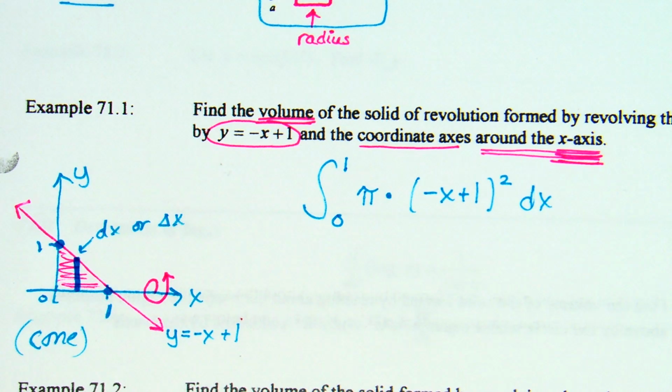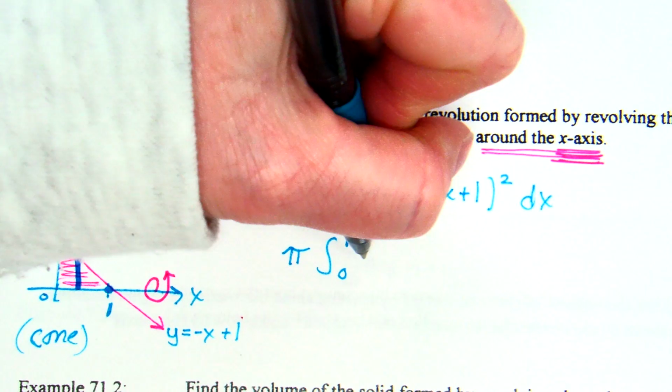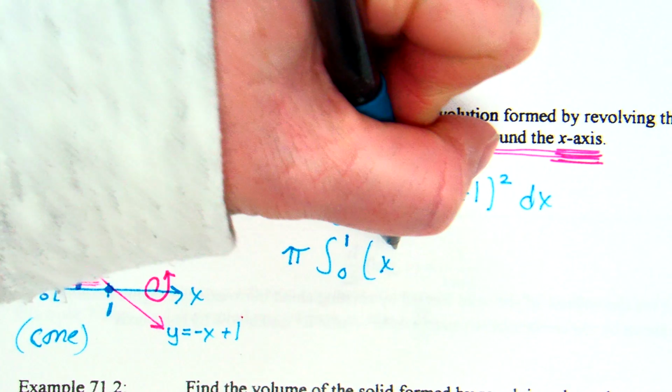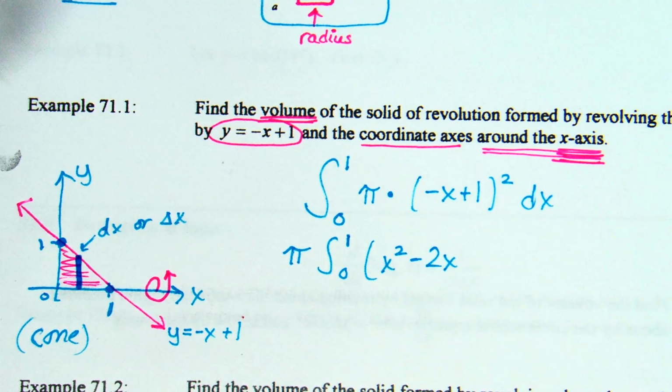Okay. That pi, what can I do with that pi? Move it out front. The pi is a constant. It can go out front, so it's the pi times the integral from 0 to 1. Officially, what do I need to do with negative x plus 1? If it's negative x plus 1 squared, FOIL it to square it, because this is one that we can do without a calculator. So if we FOIL this, negative x times negative x is x squared. Outside and inside, minus 1x makes it minus 2x plus 1 dx.